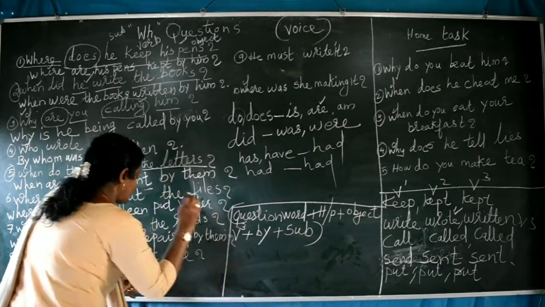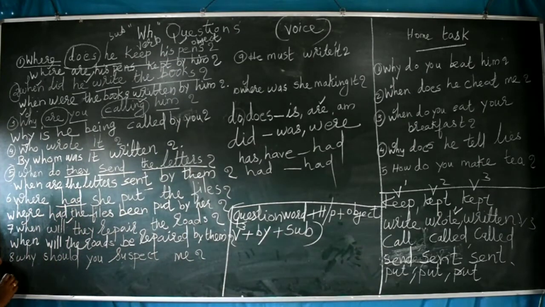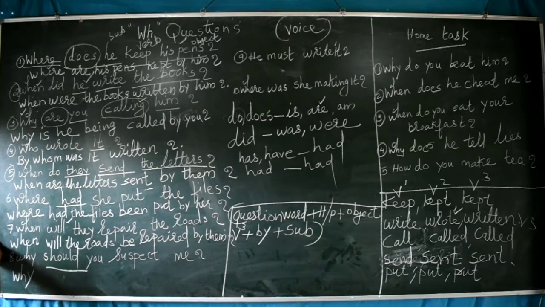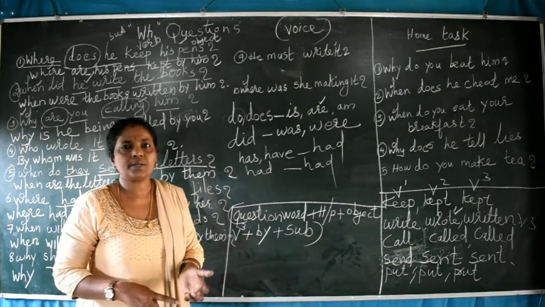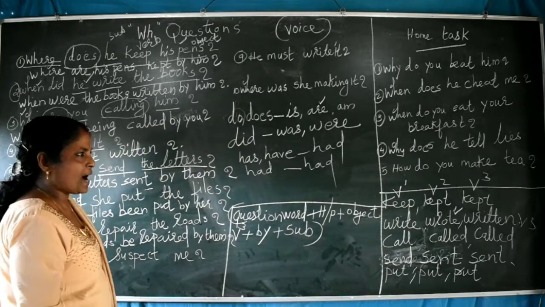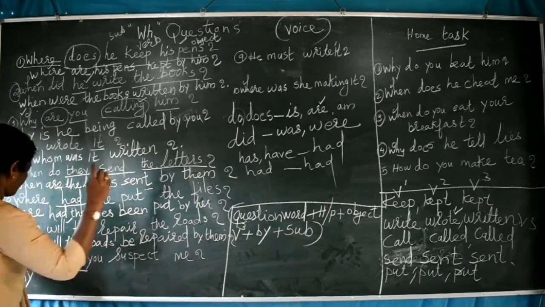Again question mark. Why should you suspect me? Why, will come. Again should is a modal auxiliary verb. Which are the modal auxiliary verbs? Can, could, may, might, should, ought to, used to, must, all these are modal auxiliary verbs. So a modal auxiliary verb has no change at all. Straight we will write it. Why should you suspect me?